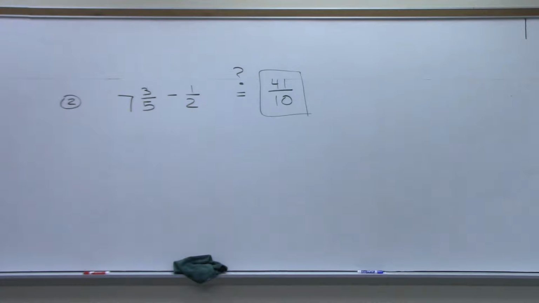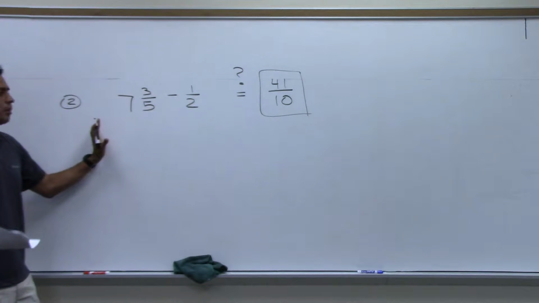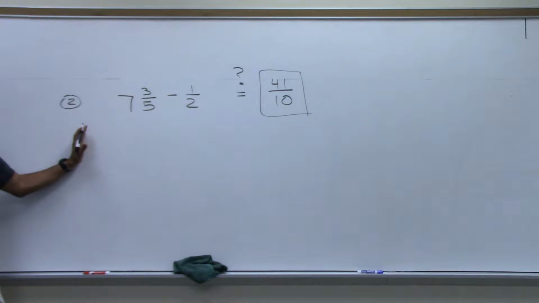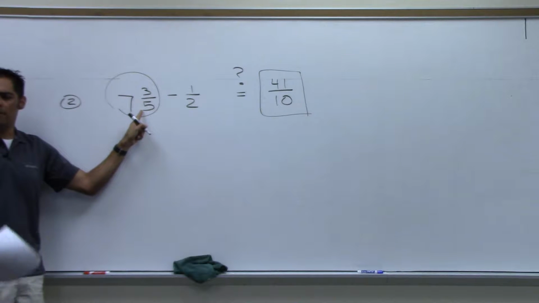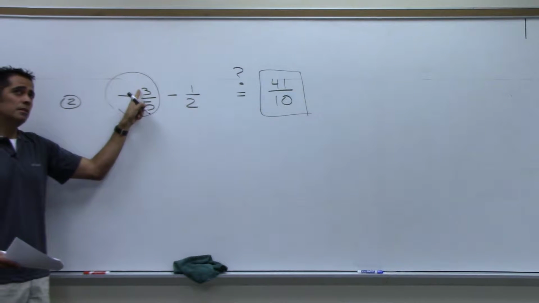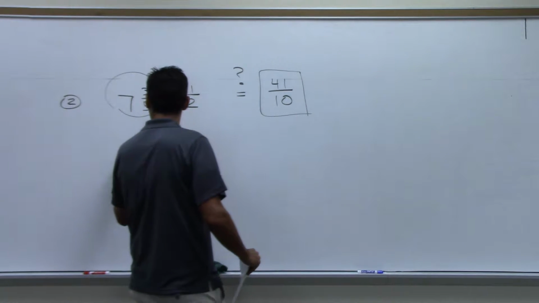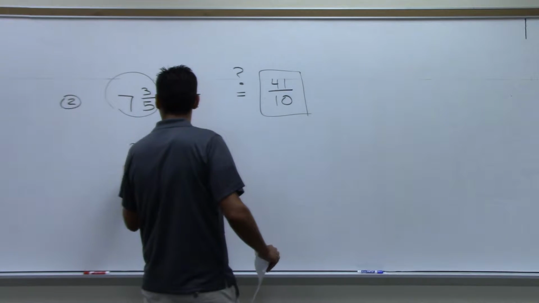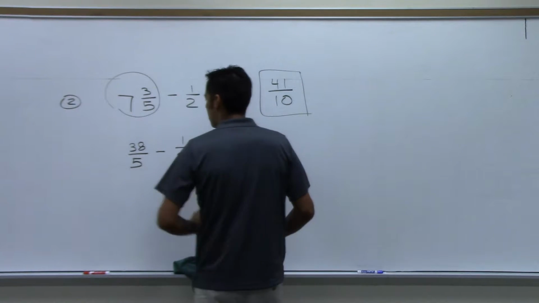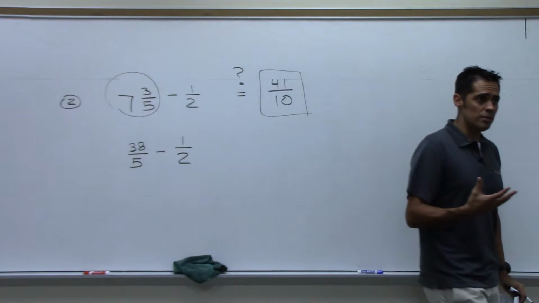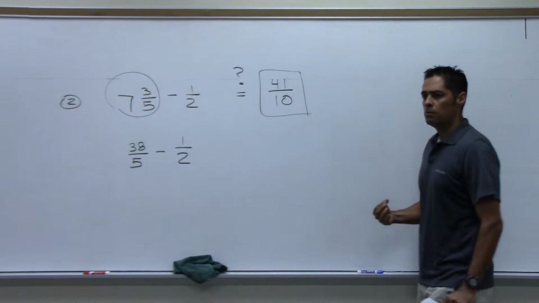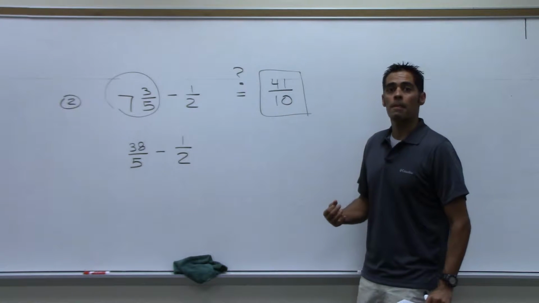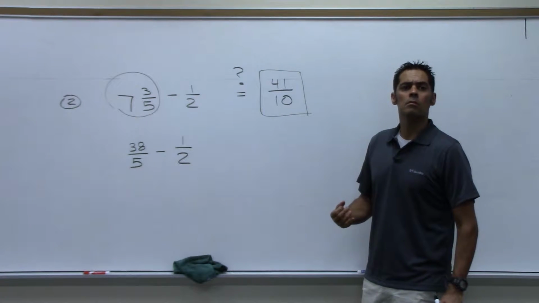All right, so let's see here. What do you do first? Turn it into an improper fraction. This one right here. So 7 times 5, 35 plus 3, 38, and then put that over 5. And then minus the 1 over 2. Now you're subtracting two fractions. You must have the same denominator.